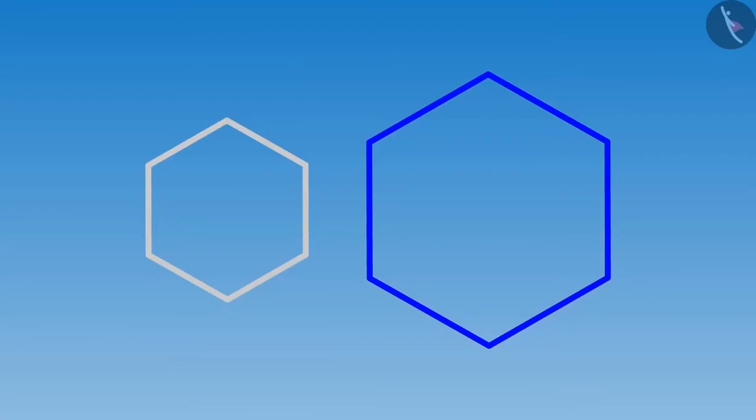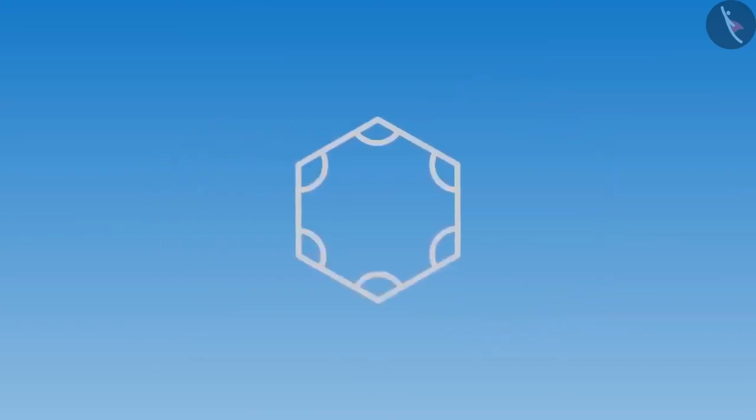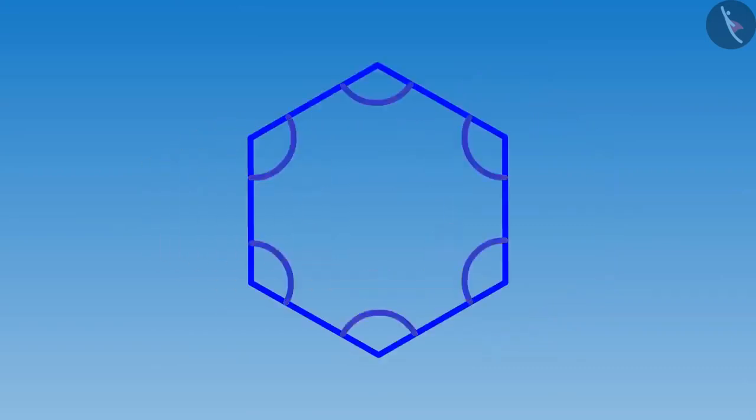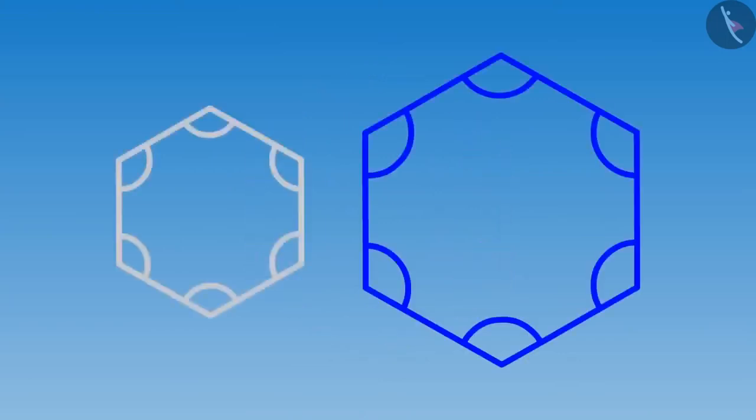Look at these 2 pictures. Can you tell me what angles are being made in these 2 pictures? The angle in the small picture is greater than a right angle. And the angles in the bigger picture are also greater than a right angle. This shows that the angle has no relation with the size of the object.